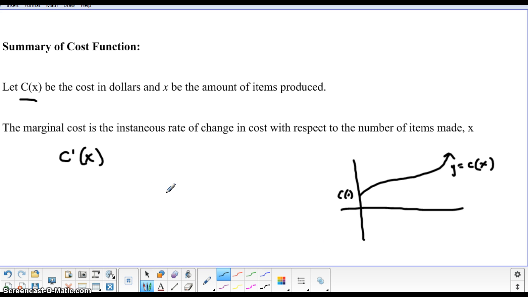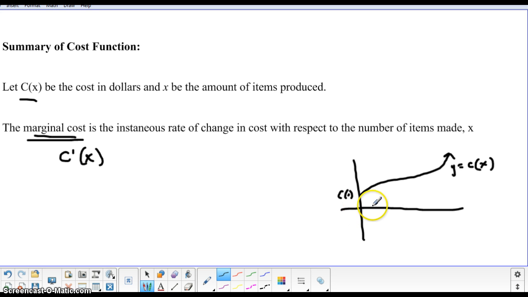So let's get into the calculus. What are people doing when they're analyzing these graphs? The first definition you need to know is marginal cost. Whenever you see this word, marginal cost, you're going to immediately think about the instantaneous rate of change in cost with respect to the number of items made. So anytime you see this instantaneous rate of change, you're thinking about the first derivative.